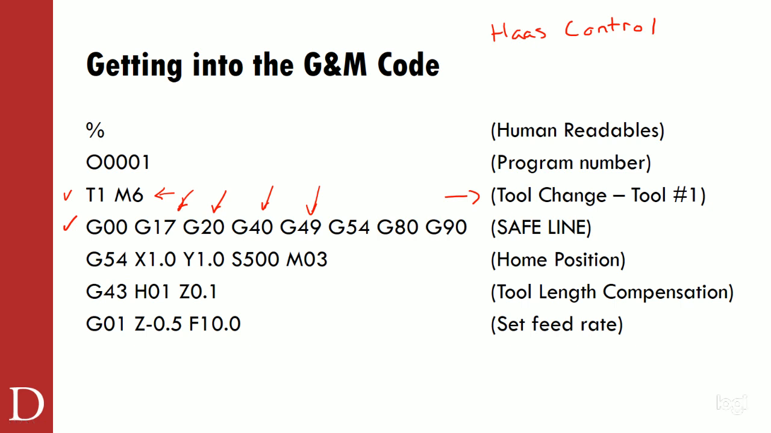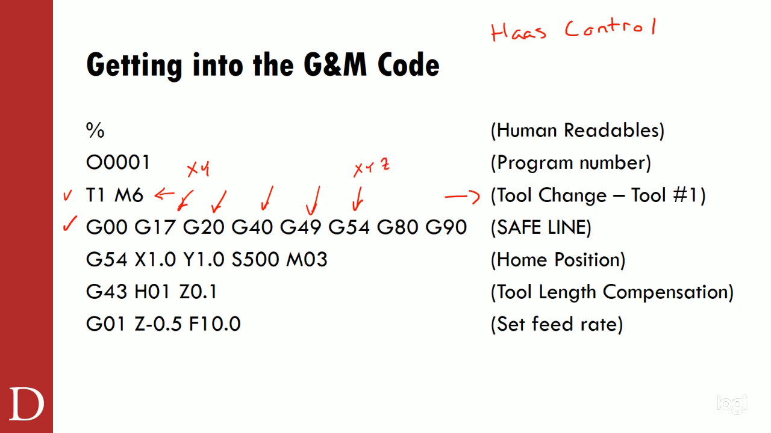The G54, that's going to select my work coordinate system. So my XYZ work coordinate system. And we are working with, based upon that, kind of goes hand in hand with that G17 where we select the XY plane that we're going to work in. And then this will be kind of our XYZ coordinate system.